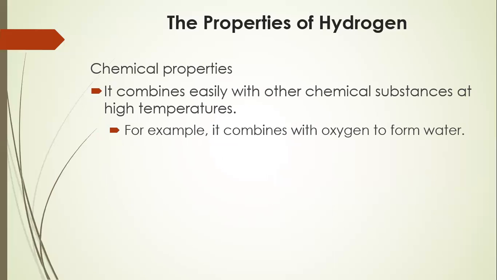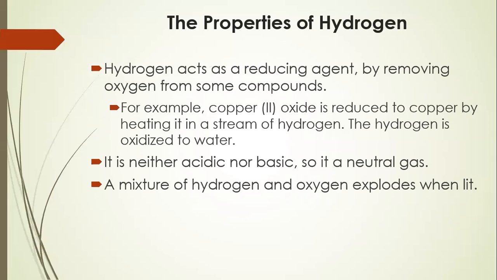The chemical properties of hydrogen. The first one is that it combines easily with other chemical substances at high temperatures. For example, it combines with oxygen to form water. The second property is that hydrogen acts as a reducing agent by removing oxygen from some compounds. For example, copper(II) oxide is reduced to copper by heating it in a stream of hydrogen. The hydrogen is oxidized to water.